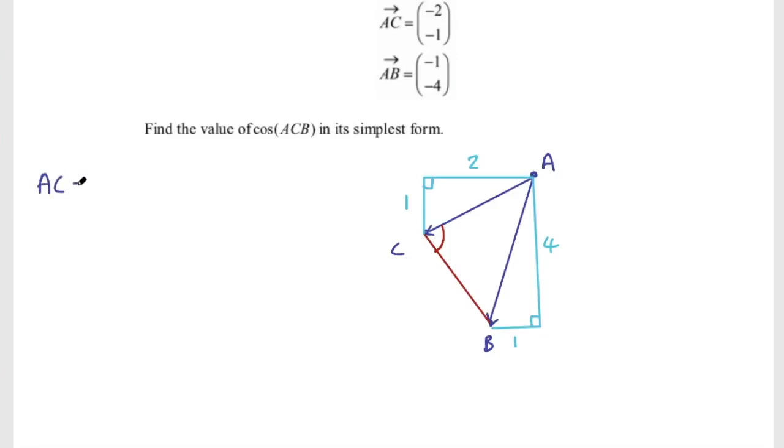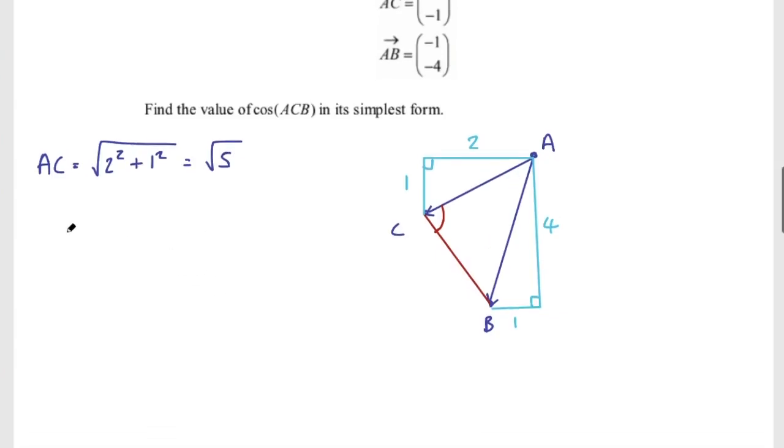So AC will be the square root of 2 squared plus 1 squared, which is 4 plus 1, and so that's going to be the square root of 5. AB will be the square root of 4 squared plus 1 squared. So that's going to be 16 plus 1, which is 17. So this is the square root of 17.